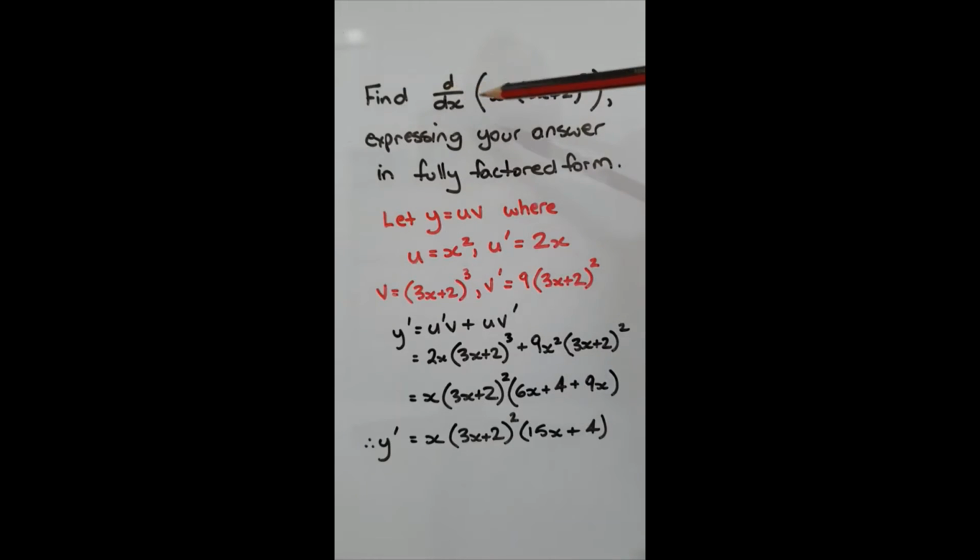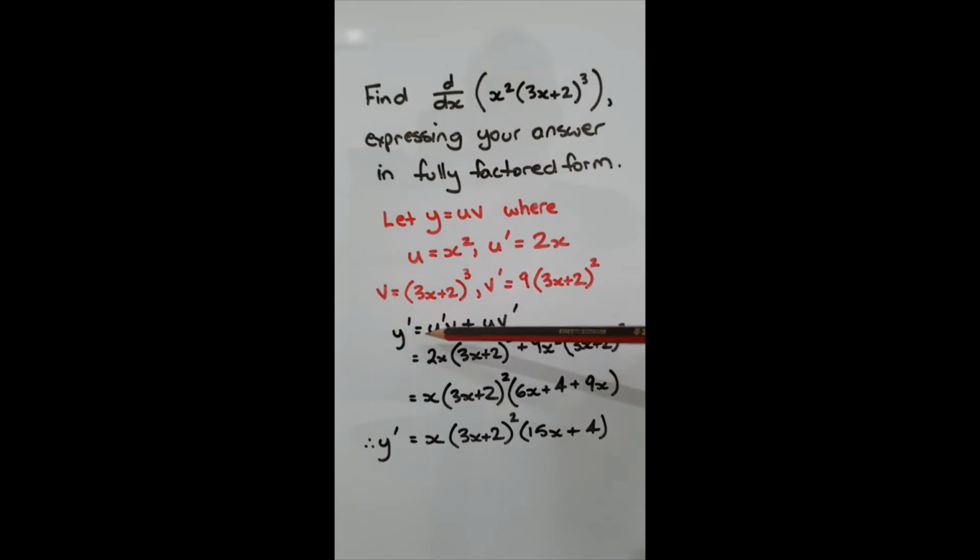Find the derivative of x squared multiplied by 3x plus 2 all to the power of 3, expressing your answer in fully factored form. Now we're going to apply the product rule here. So we're going to let y equal uv, where u is equal to x squared, and v is equal to 3x plus 2 all to the power of 3. Hence, u dash is equal to 2x, so the derivative of x squared, and v dash is equal to 9 outside of 3x plus 2 all squared. So this is accomplished using the chain rule.